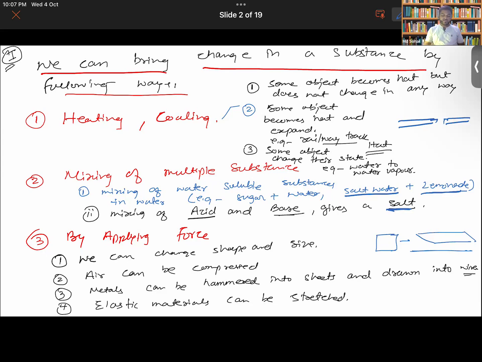Also the factors which we have discussed, they lead to changes like reversible and irreversible changes also. Some changes are reversible while others are irreversible. That we'll be discussing in detail. Okay, do let me know when you are done taking down the notes. Okay, Abu.